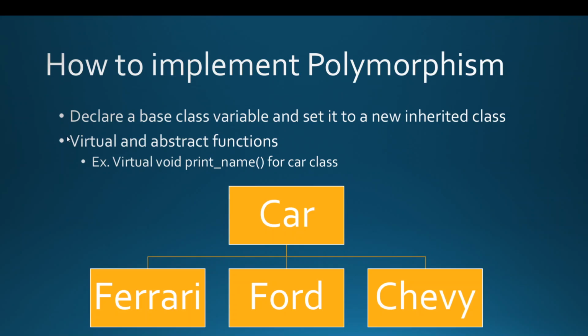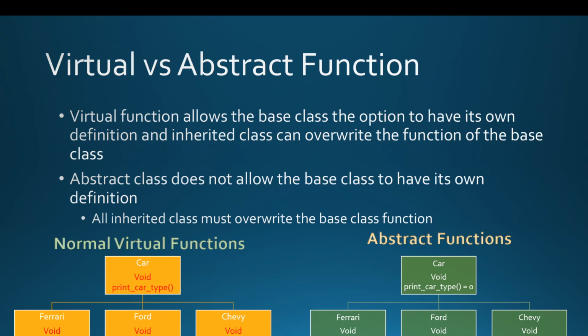Also, you need to have virtual and abstract functions to make the class polymorphic. So that's another reason why you want to declare a base class variable and then set it to different inherited classes: because of virtual and abstract functions. We're going to be making use of virtual and abstract functions, and I'm gonna explain it in a different slide.